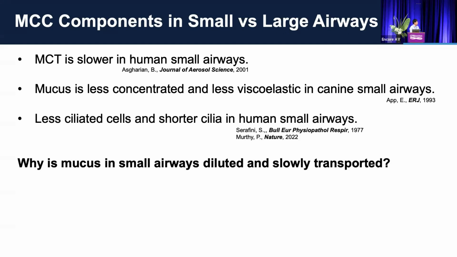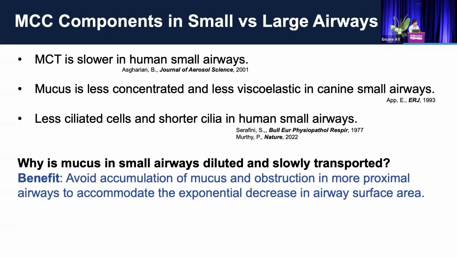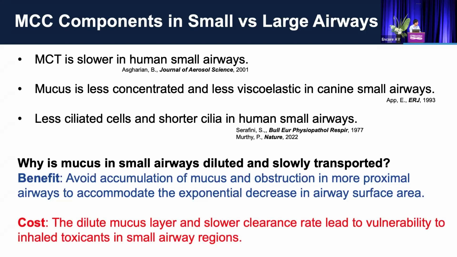If these are all the case, why is mucus in small airways diluted and slowly transported? We think about the benefit of this because the small airway surface area is exponentially big compared to large airways. So this system might be helpful to avoid accumulation of mucus and obstruction in more proximal airways, to accommodate the exponential decrease from distal to proximal in airway surface area. But we also hypothesize that this system might be important for mucus transport from the big surface area, small to large airways, but this might also have a cost. The dilute mucus layer and the slower clearance rate may lead to vulnerability to inhaled toxicants in small airway regions, because a longer exposure to inhaled toxicants could happen in this system.